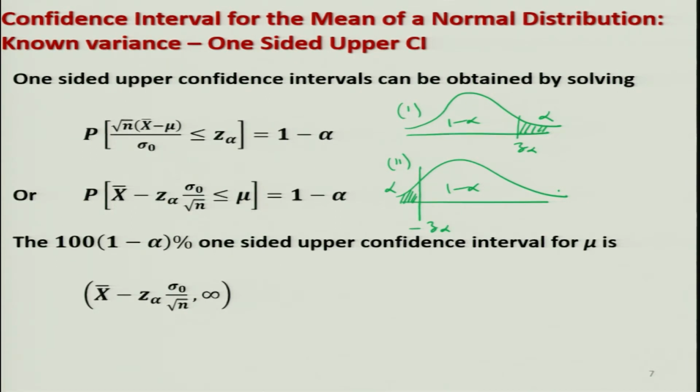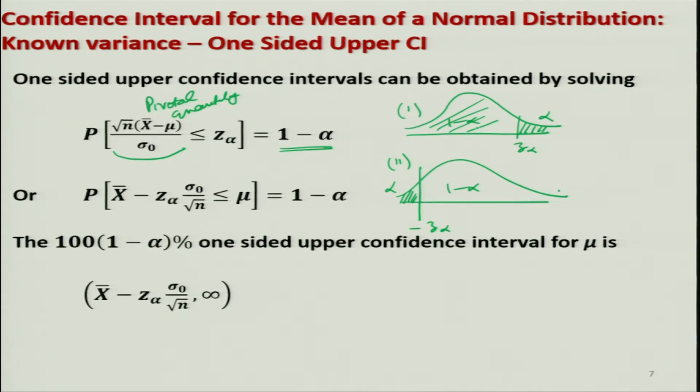So, now we can define the one-sided upper confidence interval, which is obtained by this quantity, vital quantity, square root of n x bar minus mu divided by sigma 0 is less than or equal to z alpha, right, is equal to 1 minus alpha. That means probability that this area is equal to 1 minus alpha.